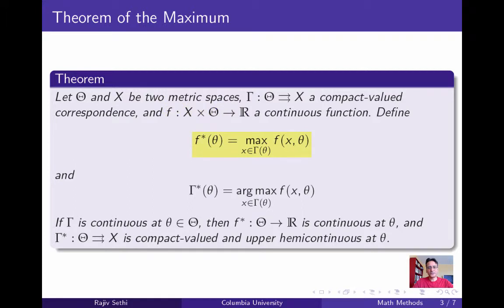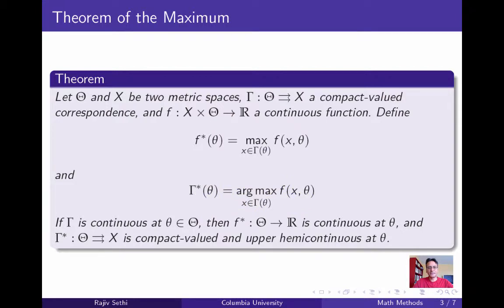And we define f star of theta as the maximized value of the objective function. So this is the highest payoff that can be attained by the decision maker if the parameter is theta and the action chosen is feasible at this parameter value. We define gamma star of theta as the solution correspondence. This consists of the set of actions that yield the highest payoff when the parameter value is theta.